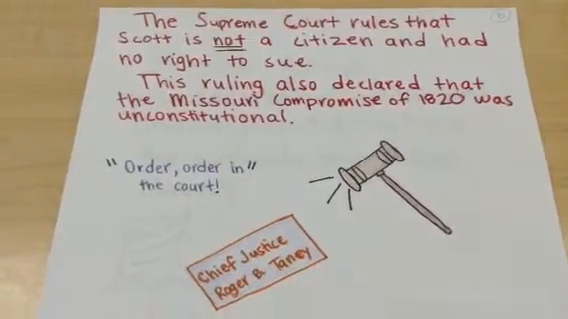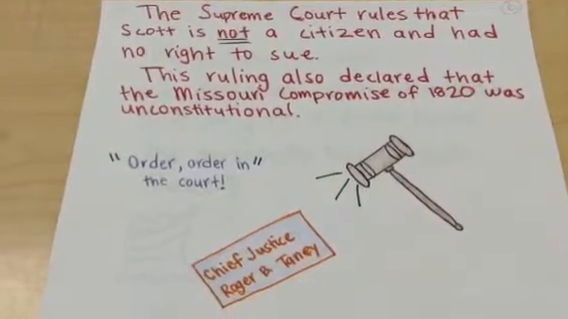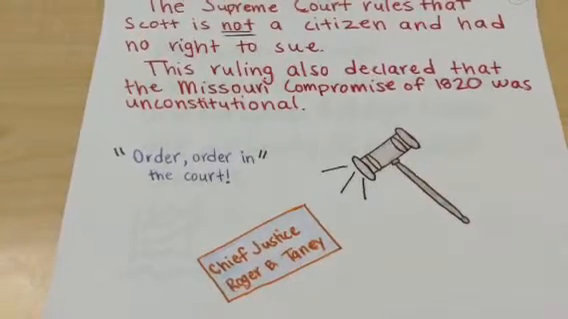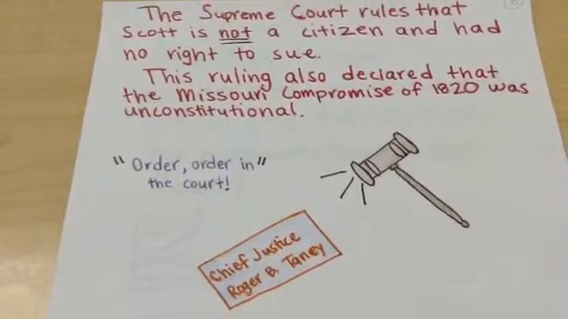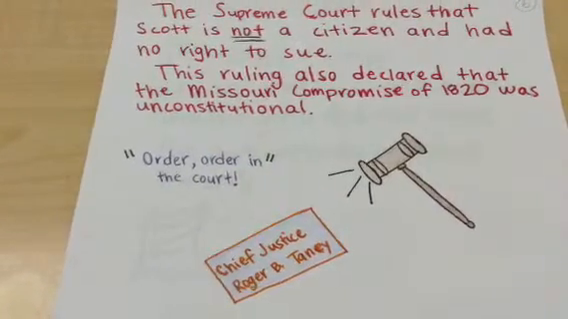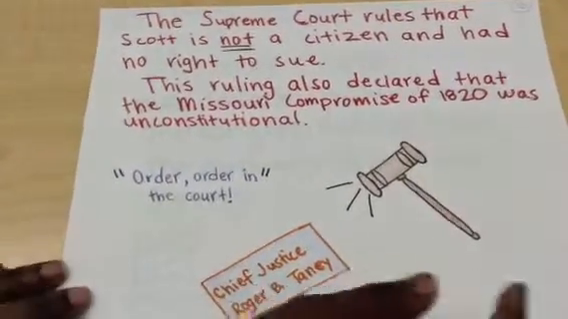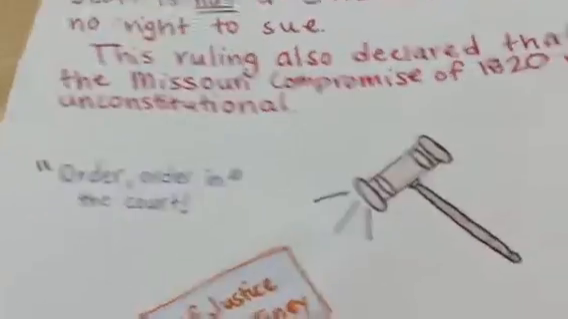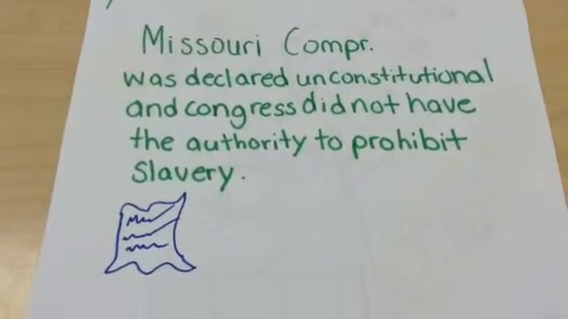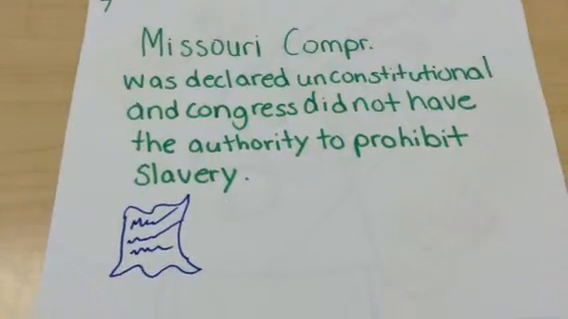The Chief Justice of the Supreme Court, Roger Taney, ruled against Dred Scott, and 7 out of 9 of the judges agreed with his ruling. This ruling also declared that the Missouri Compromise of 1820 was unconstitutional. The quote was, "They had no rights which a white man was bound to respect." The Missouri Compromise was declared unconstitutional because no matter where a slave went, they were still a slave.